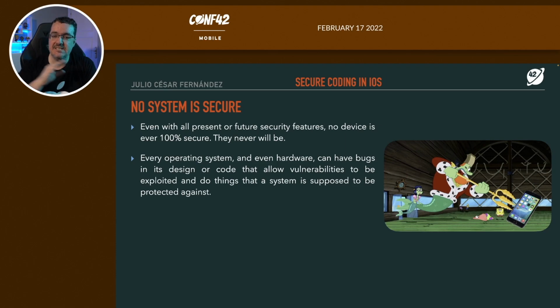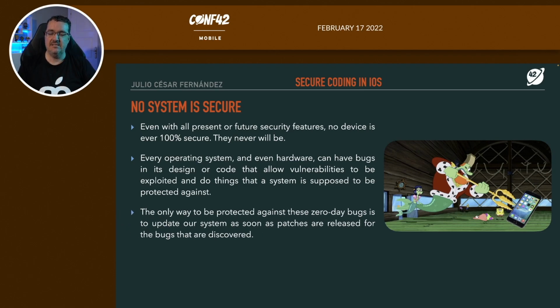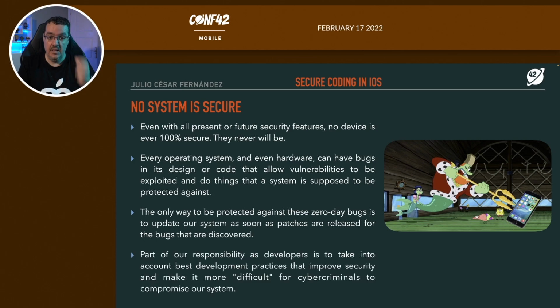And there's no system without this kind of errors. How can I protect against this? Okay, the only way to be protected is to update our system as soon as patches are released for the bugs that are discovered. But part of our responsibility as developers is to take into account best development practices that improve security and make it more difficult for cyber criminals to compromise our systems.